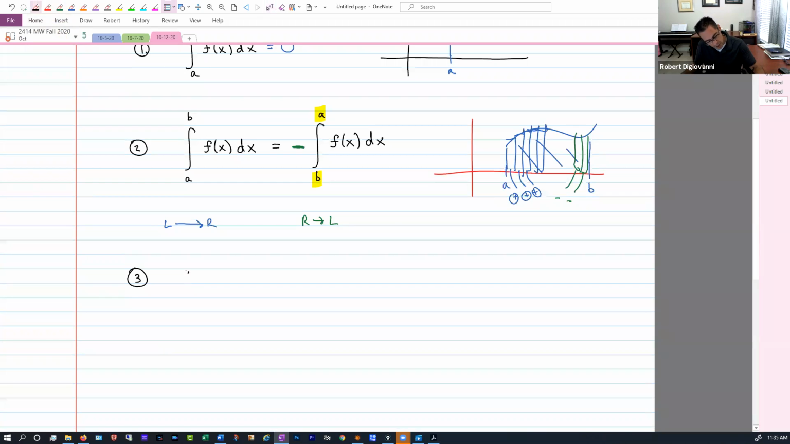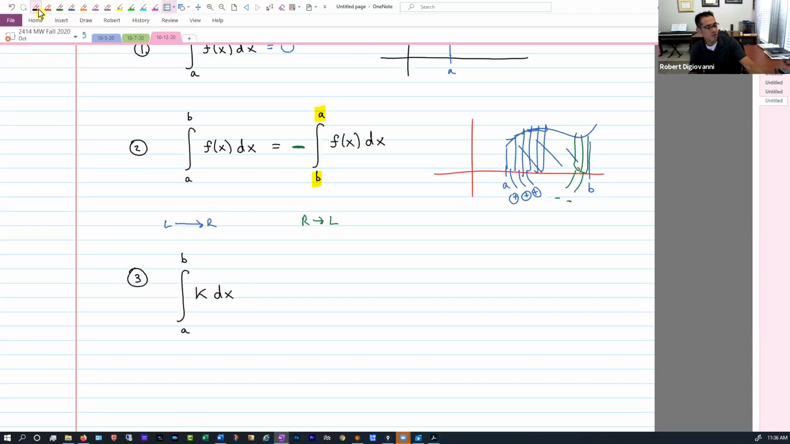Okay, what do you think the integral from A to B of a constant is? So I'm using K here for a constant instead of C. Normally we use C, but we've been using C whenever we do an antiderivative plus C, so we're just using a different letter for a constant. So what do you think that the area under that would be?